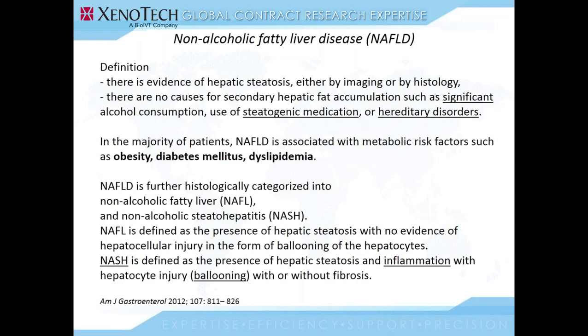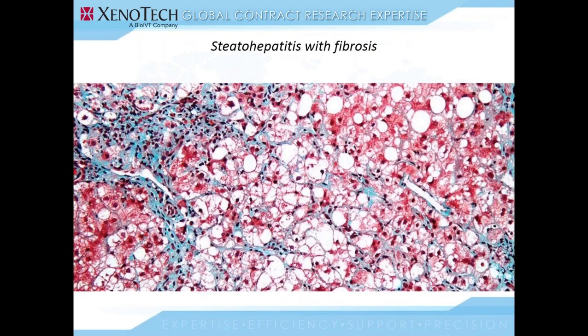Ballooning necrosis, which is also part of this definition, is a specific type of hepatocyte injury diagnostic of NASH. The essential elements of NASH diagnosis are illustrated on the following slide. This is steatohepatitis with fibrosis. This tissue is stained with Masson's trichrome, coloring collagen in light blue.